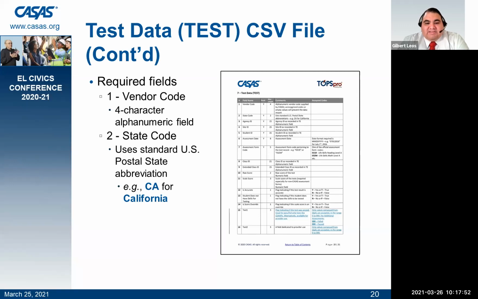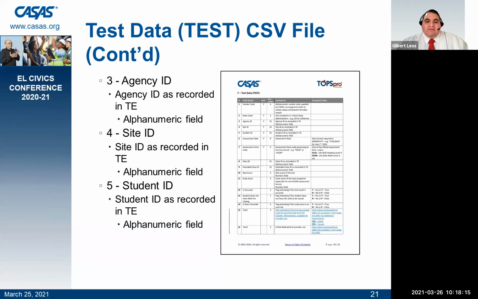The second field is the state code. TE uses the standard US Postal state abbreviation. In the case of California, we're going to be using CA. If you're using it for a different state, it will be whatever you use for your state in terms of your postal abbreviation.